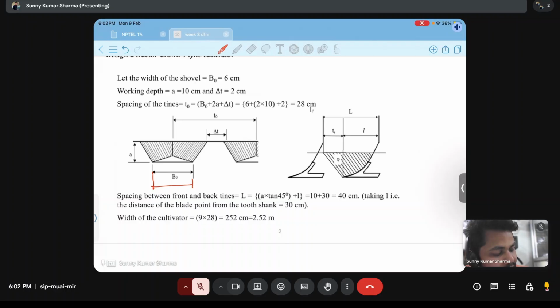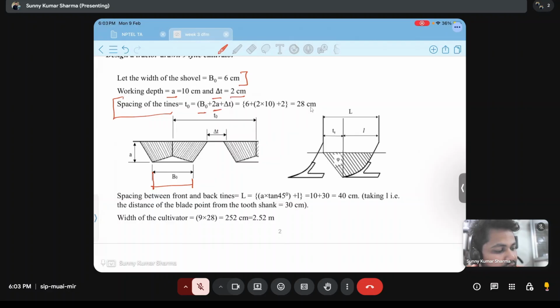6 centimeter. So width of soil, b naught, is 6 centimeter. Working depth, which is denoted by a, is 10 centimeter, and the lateral distance between the two tines, delta t, is 2 centimeter. So spacing between the two tines, from here we can get b naught plus 2a plus delta t.